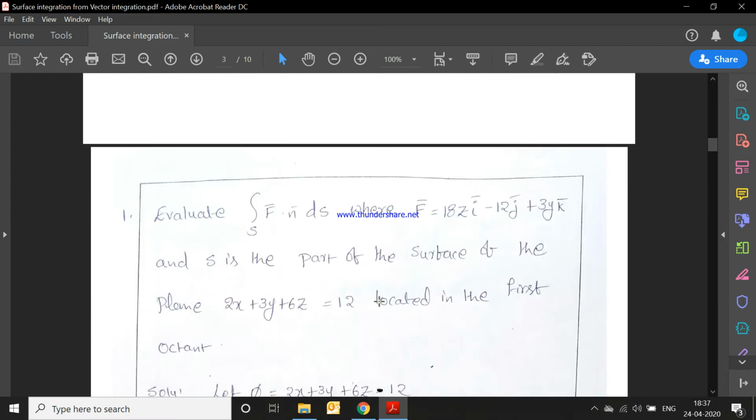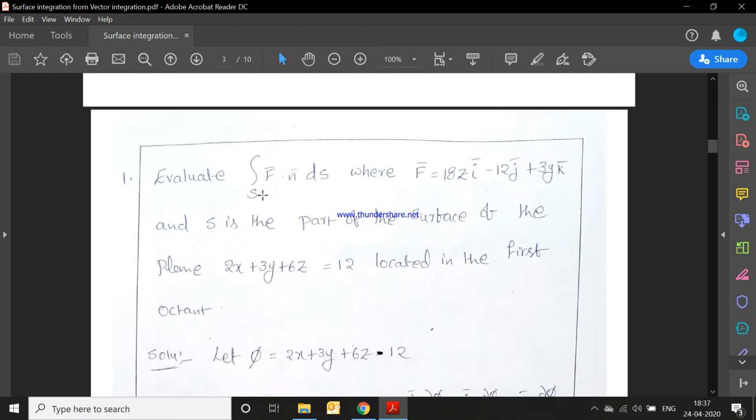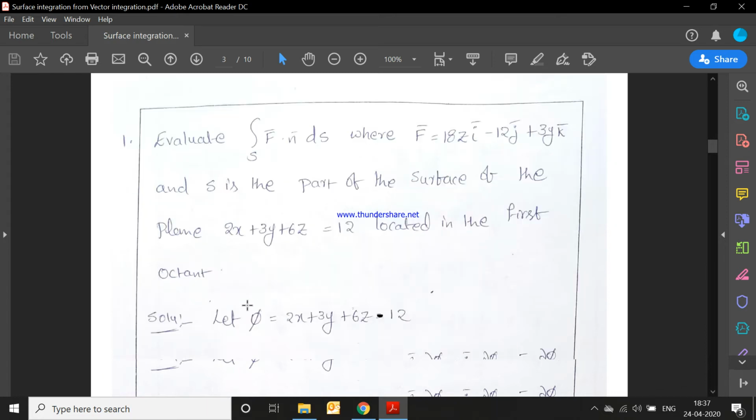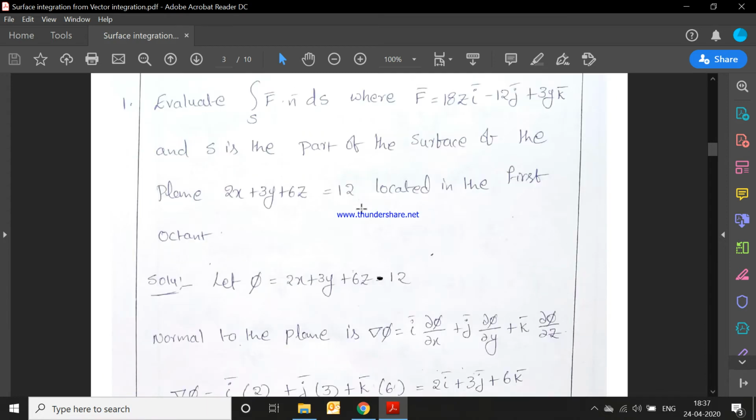Going to the example: evaluate the integral over S of f bar dot n bar dS, where f bar is equal to 18z i bar minus 12j bar plus 3y k bar, and S is the part of the surface of the plane 2x plus 3y plus 6z equal to 12 located in the first octant. So here the given plane is phi equal to 2x plus 3y plus 6z minus 12 equal to 0.